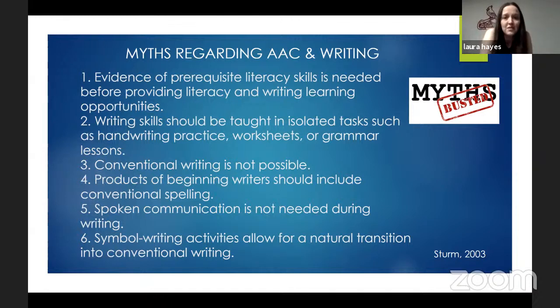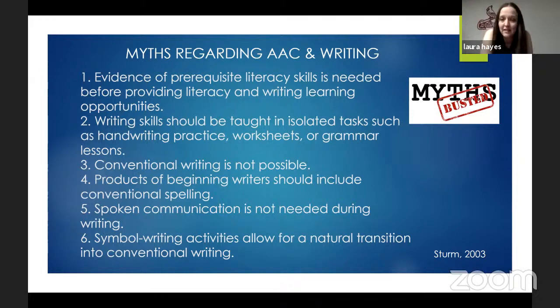Writing skills have to be taught in isolated tasks. Many of you, and I'm not going to age myself here, probably remember grade school or elementary school, where you were taught how to write on lined paper. Some of you even maybe learned cursive alongside me, and they were isolated tasks. There were worksheets, maybe even some grammar lessons. It was not integrated into different lessons and activities.